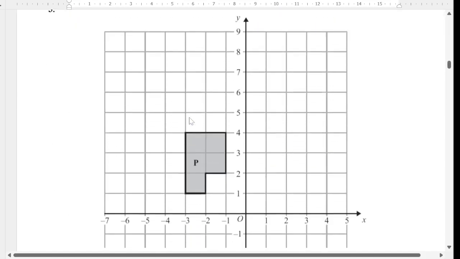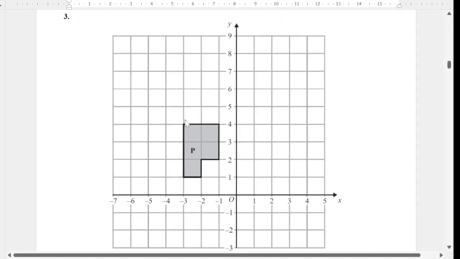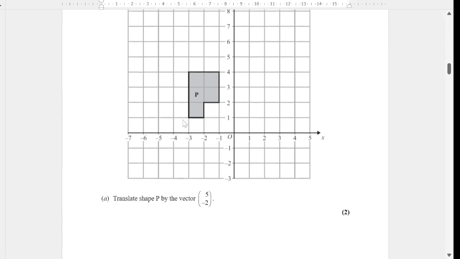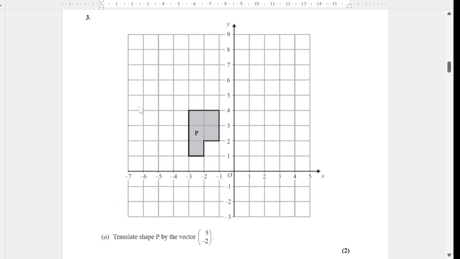Okay, question 3. Let's zoom out on that a little bit. Right, translate shape P by a vector of 5, minus 2. Okay, so I'm going to pick a point to look at where that would move to. So that point there is going to move 5 that way, and minus 2 means 2 down. So I'm moving 5 across, so 1, 2, 3, 4, 5 across, and 2 down. So that's going to move to there.